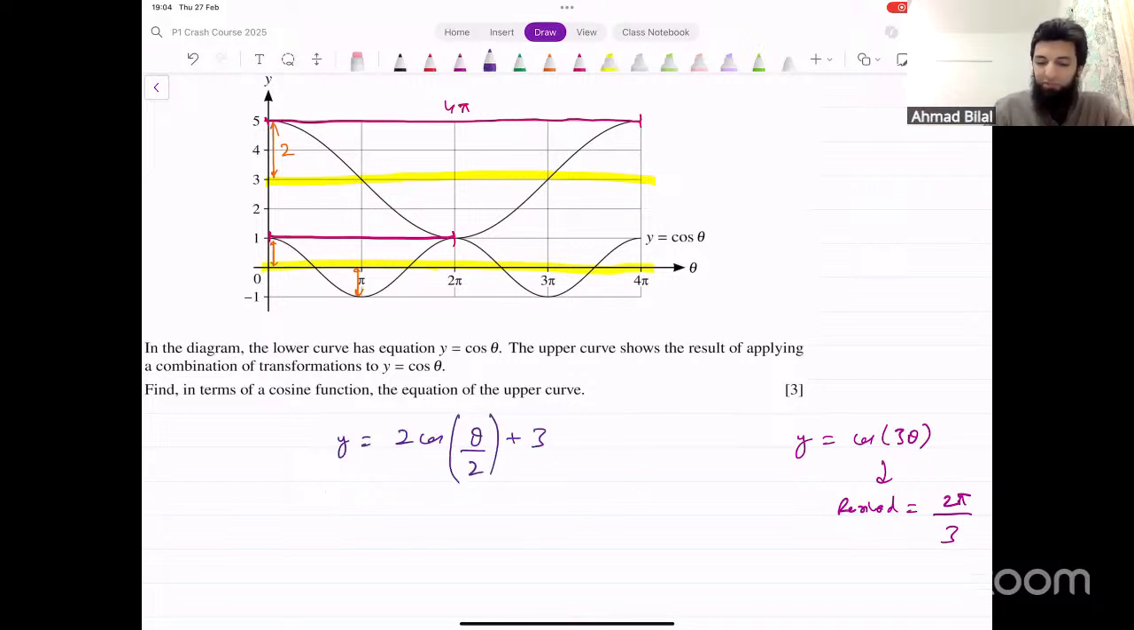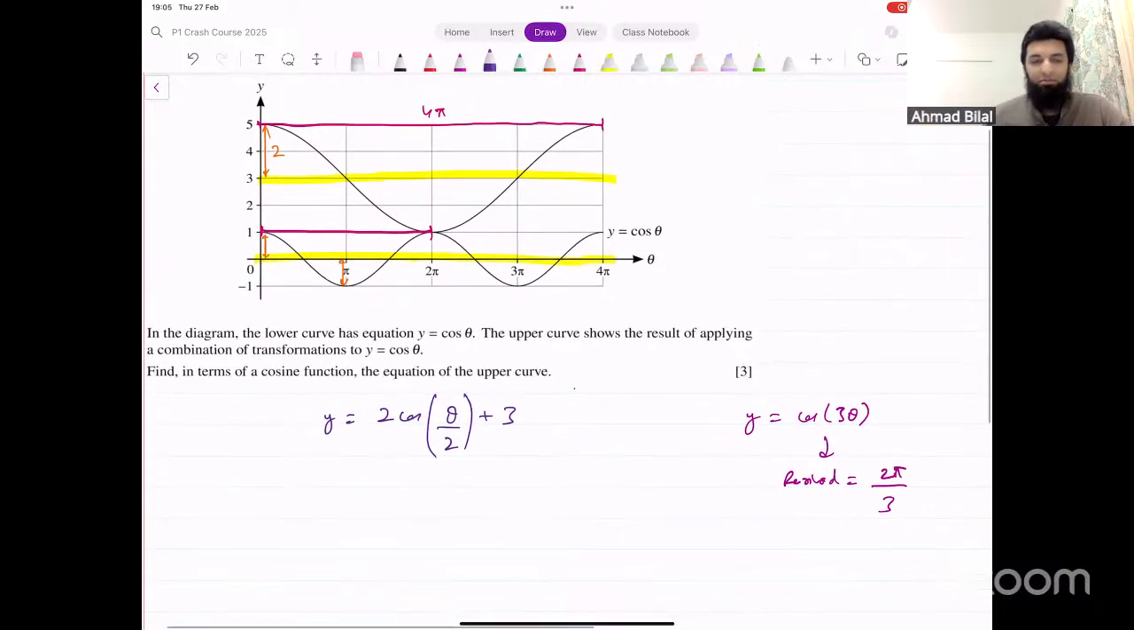So this is what the function is going to look like: 2 into cos of half theta, plus 3. That's the function. Because the period is getting multiplied by 2, the number inside gets divided by 2. We've done this in trigonometry.